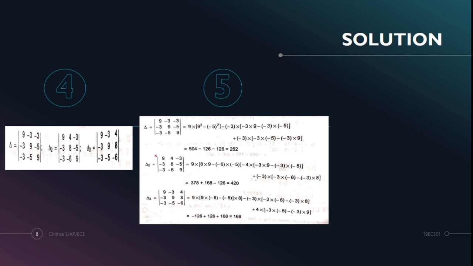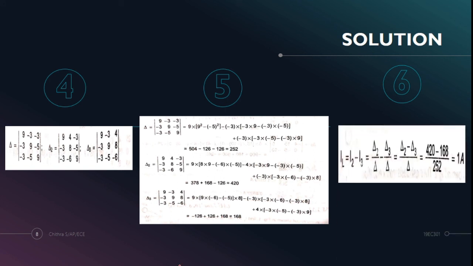In the next step, we have solved the determinants. We have found delta, del 2 and del 3. You must know how to solve the determinants from the mathematics you studied in school as well as in your engineering mathematics in the previous semester. I2 is nothing but del 2 by del. I3 is nothing but del 3 by del. So IL, which is I2 minus I3, is del 2 by del minus del 3 by del. Del 2 is 420, so it is 420 by 252 minus 168 by 252. The answer that we are getting is 1 ampere.